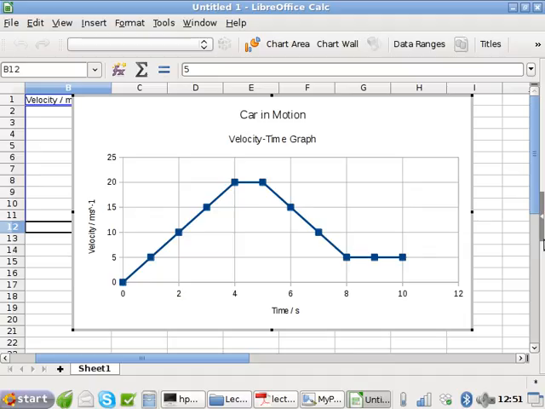Is that okay? Yeah? Now, the acceleration. How can I calculate the acceleration? It's the slope, which is the rise over the run. So what's the rise here? 20, and the run is 4. So 20 over 4, 5. So the acceleration is 5 meters per second squared.